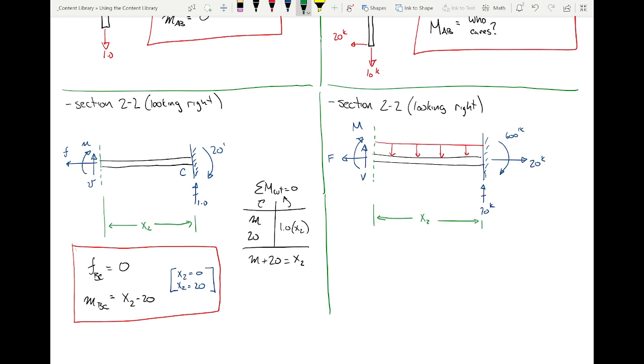All right. And this is 3 kips per foot. Now, what is FBC? Doesn't matter, right? It doesn't matter because this is zero. So big FBC is who cares. Now big MBC, we probably need to break out the sum of moments expression. Let's be a little scientific about that. So sum moments at the cut.